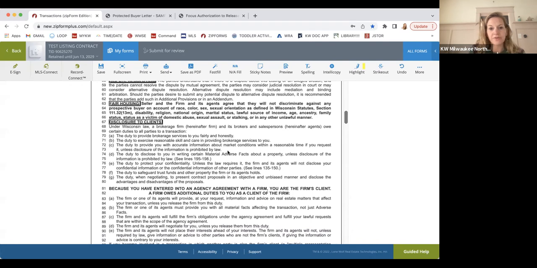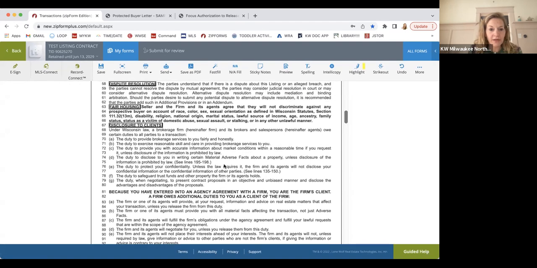Fair housing. Seller and the firm and its agents agree that they will not discriminate against any prospective buyer on account of race, color, sex, or sexual orientation as defined in the Wisconsin statutes. You know, we see fair housing on all of our forms.